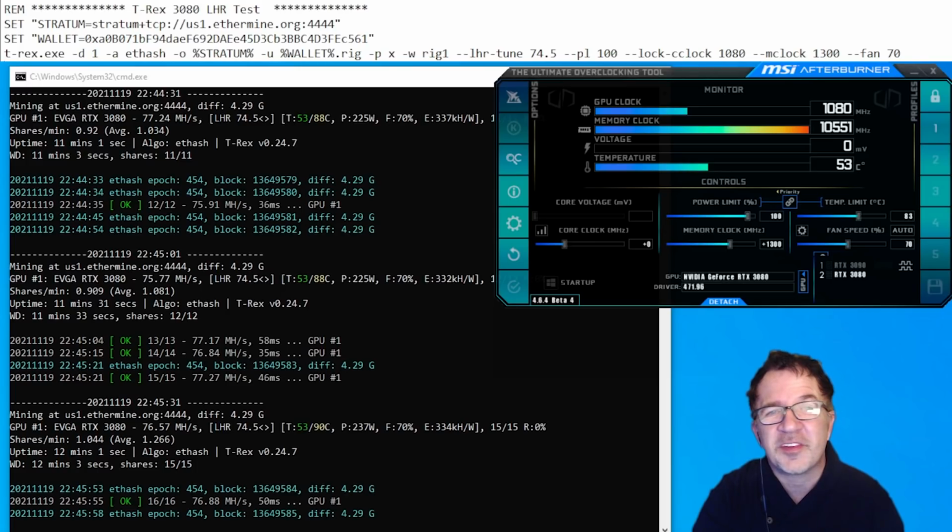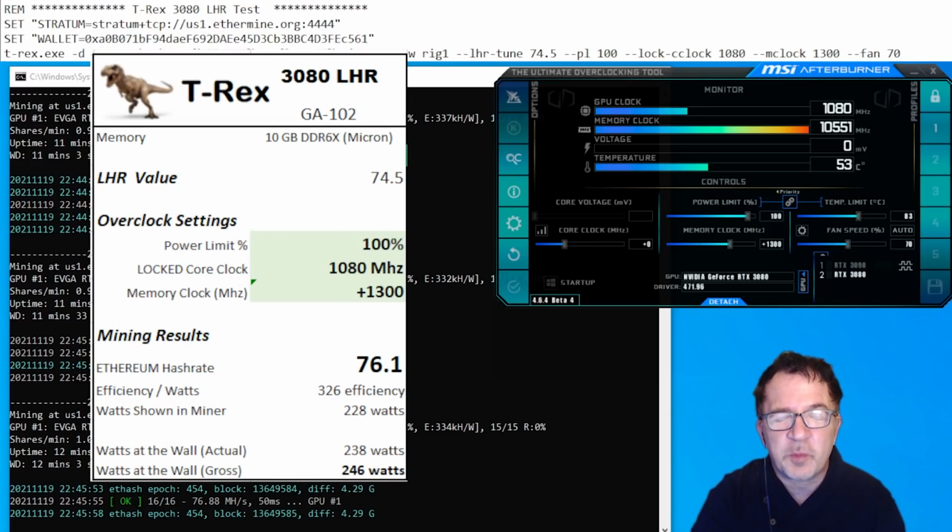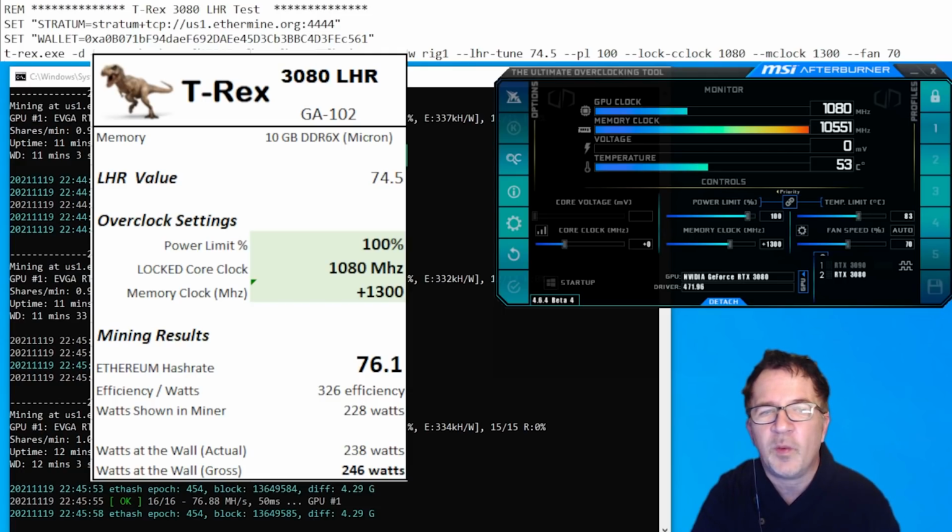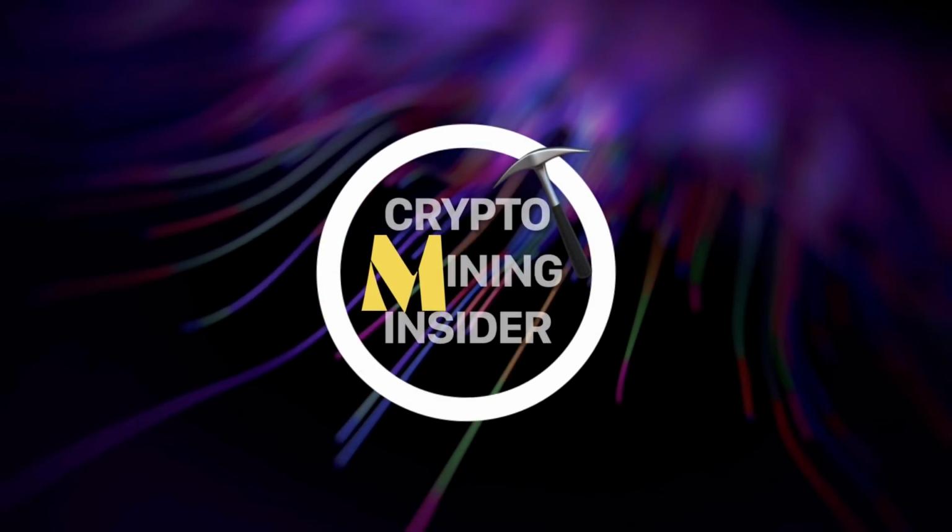My final mining results are 76.1 mega hash with a 326 efficiency. And I'm seeing 228 watts at the miner, 238 watts at the wall. After you take off the breakout board, those numbers are pretty much in line. My LHR value is 74.5, and I'm using 100% power limit, 1080 megahertz locked core clock, and plus 1300 on the memory clock. Let's go over to our final results to see the NBMiner versus T-Rex comparison.